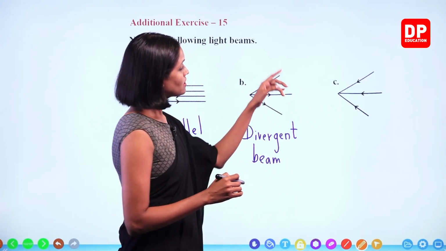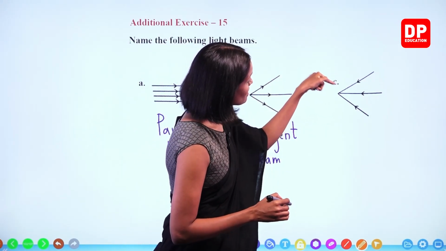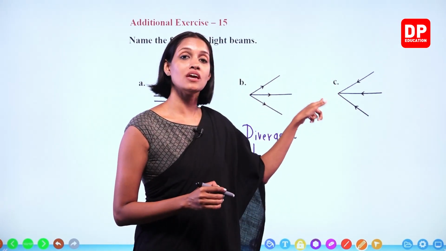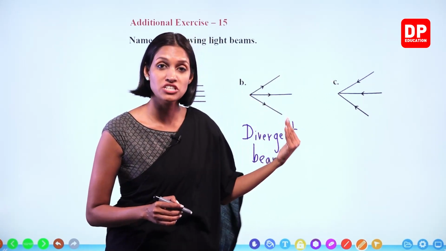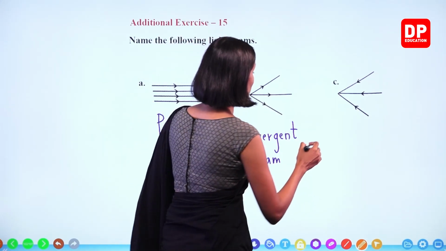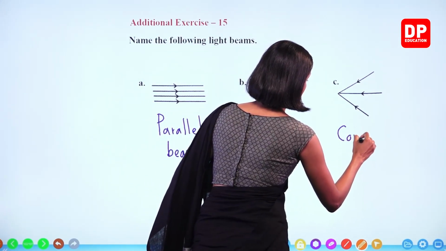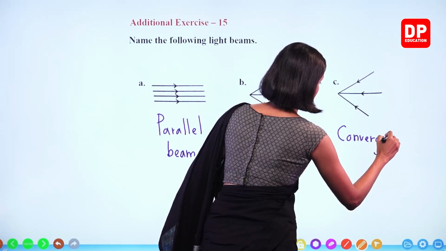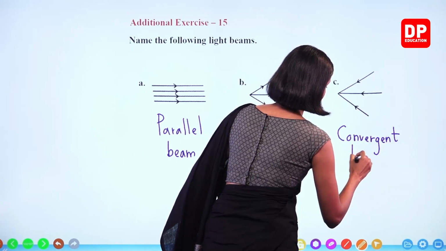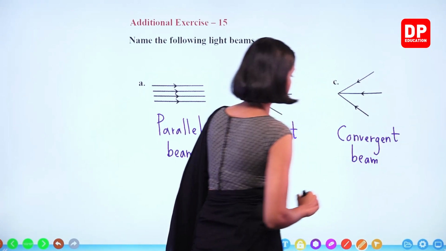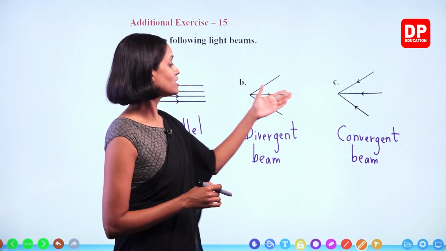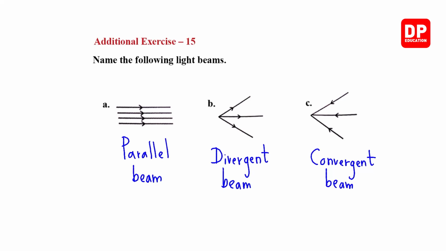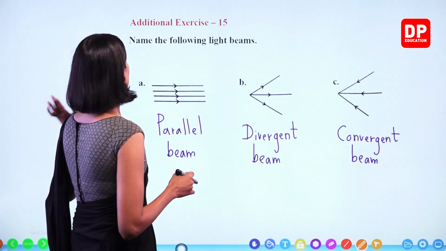And here, light rays coming from different directions collect at the same point. This type of collection is known as converging, right? So this is a convergent beam. Parallel beam, divergent beam and convergent beam. This was very easy. We'll move on to the next.